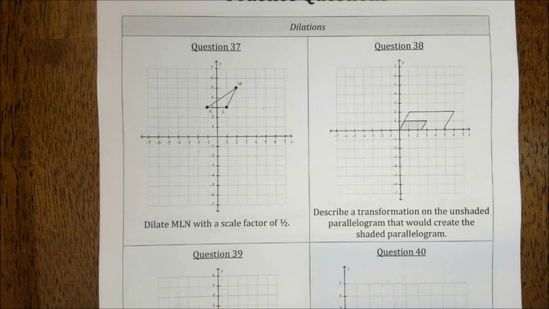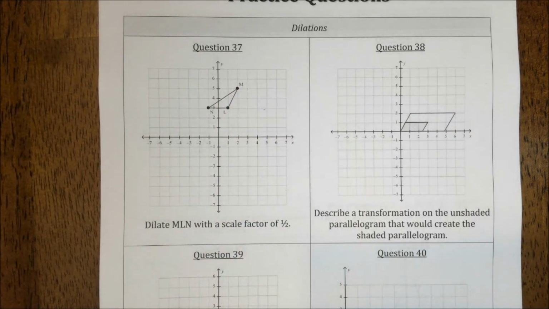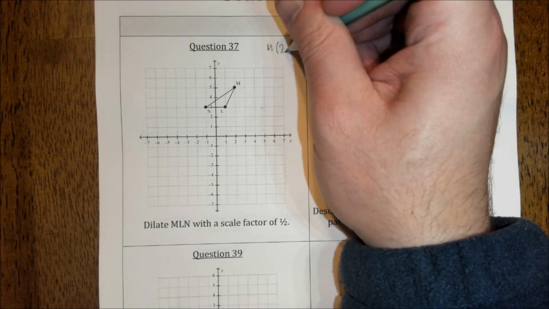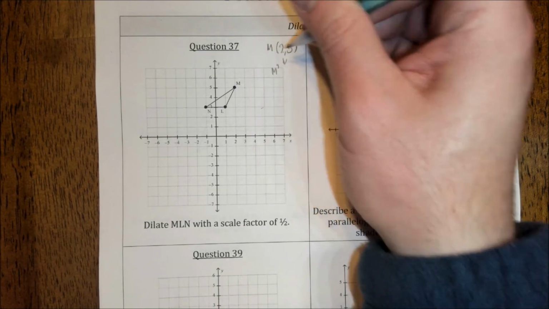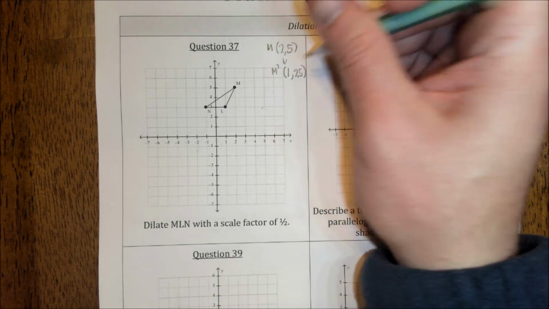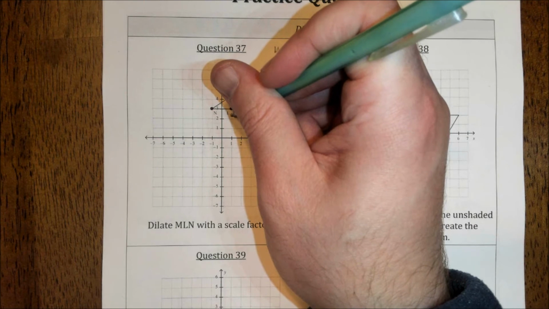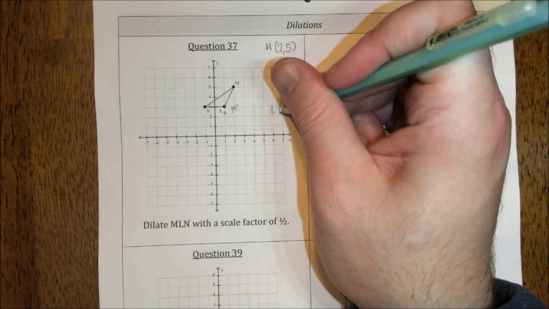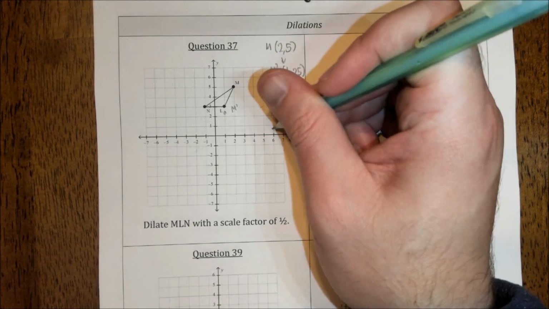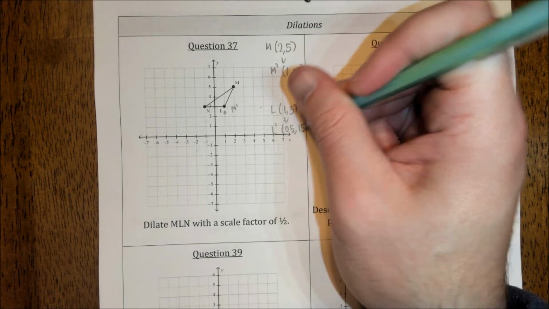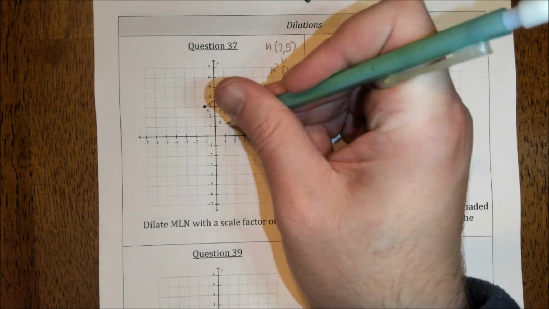Question 37 wants us to dilate with a scale factor of 1/2, which means we need to multiply all these points' numbers by 1/2. So M used to be 2, 5, so now 1/2 of 2 is 1, and 1/2 of 5 is 2.5. 1, 2.5. M prime is right there. L used to be 1, 3. If we cut both those numbers in half, we get 0.5, 1.5, which is right there.